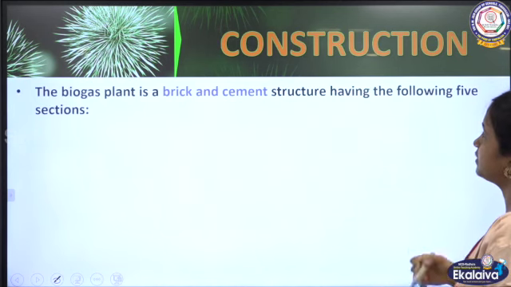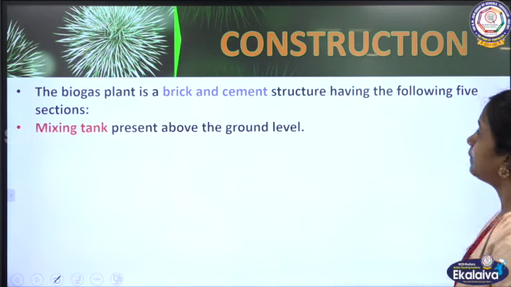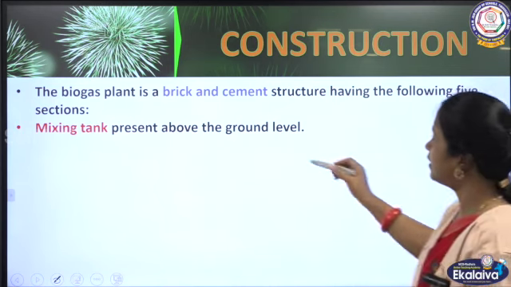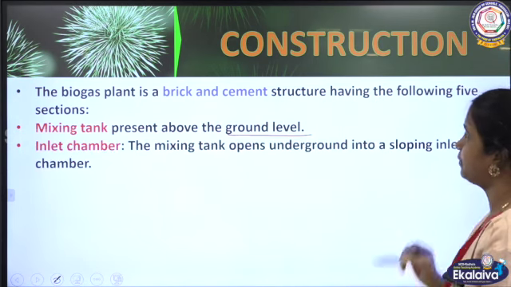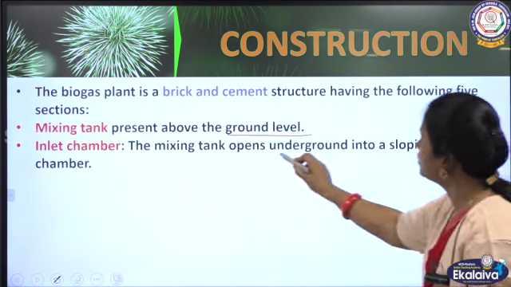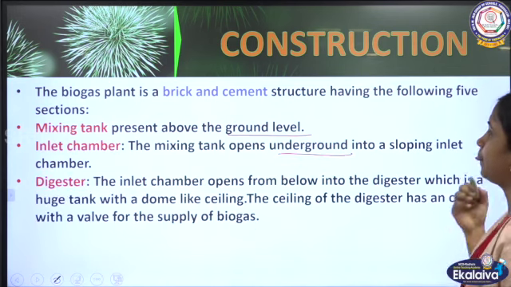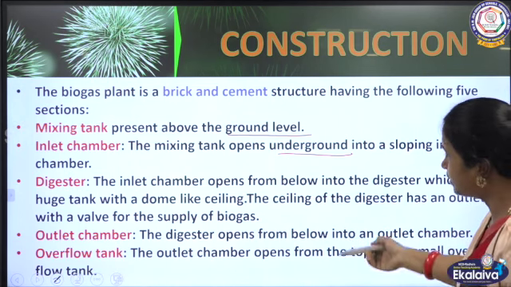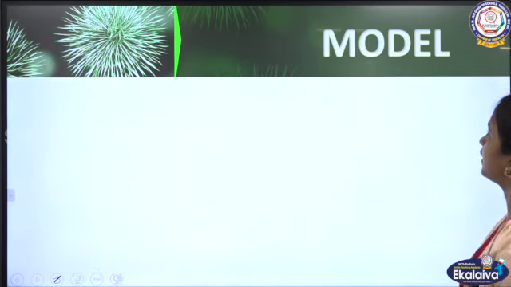Construction. So we'll see the parts. We need, of course, brick and cement. Then the mixing tank. We are going to see the different parts. The mixing tank should be above the ground level. The inlet chamber: the mixing tank opens into the underground. Next, it should have a digester. Then the outlet chamber and overflow tank. Before reading this, we'll see the visual, how it will look.